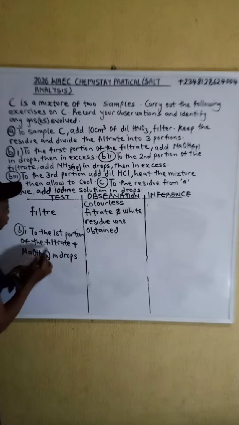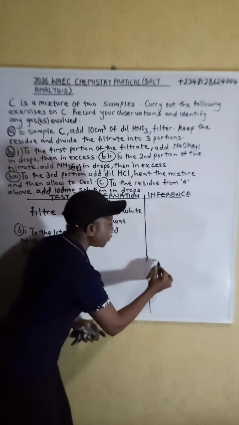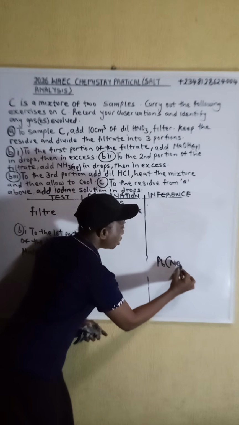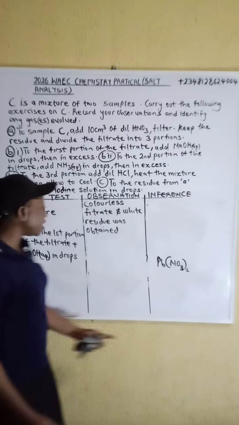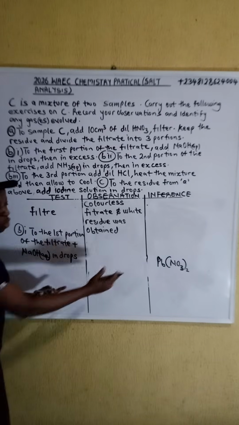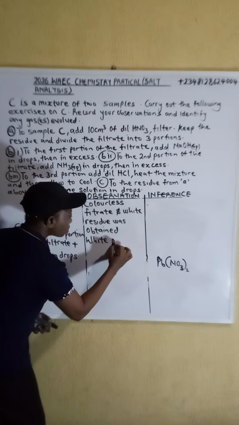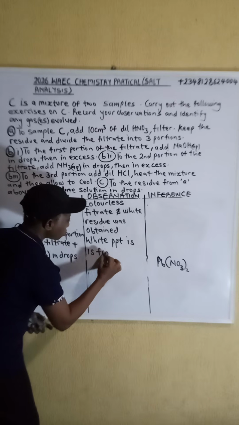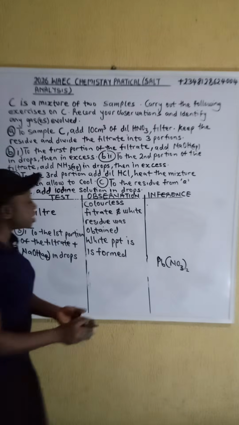Now, what is going to happen when aqueous sodium hydroxide is added to the filtrate? Don't forget that the filtrate contains what? Lead nitrate. Our filtrate is lead nitrate. So what is going to happen on addition of aqueous sodium hydroxide to the filtrate? We are going to have white precipitate. White precipitate is formed.